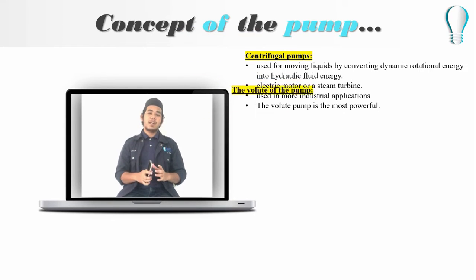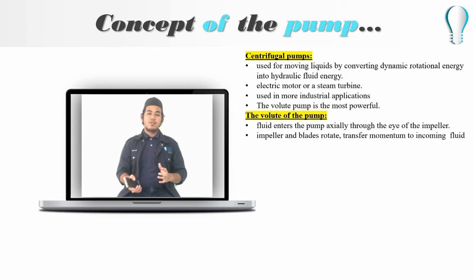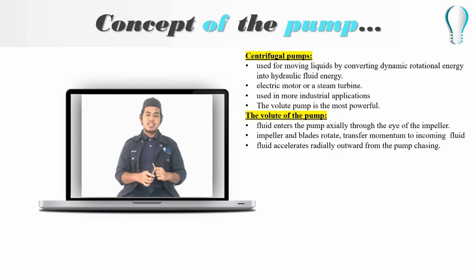In the volute pump, fluid enters the pump axially through the eye of the impeller, a low pressure area, which rotates at high speed. As the impeller and the blades rotate, they transfer momentum to the incoming fluid. The fluid accelerates radially outward from the pump casing, and a vacuum is created at the impeller eye that continuously draws more fluid into the pump.